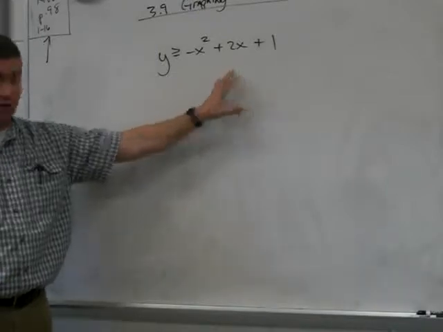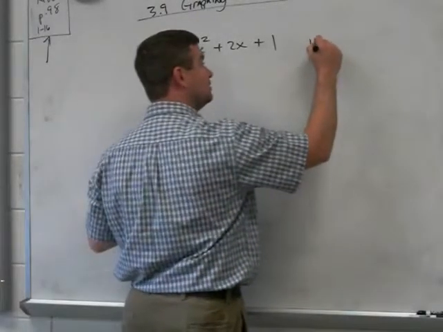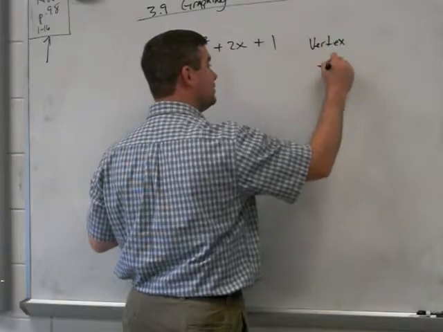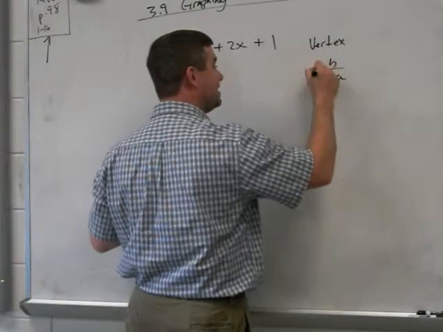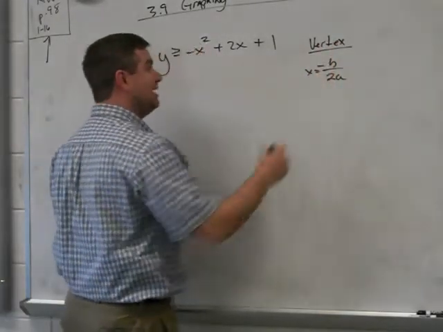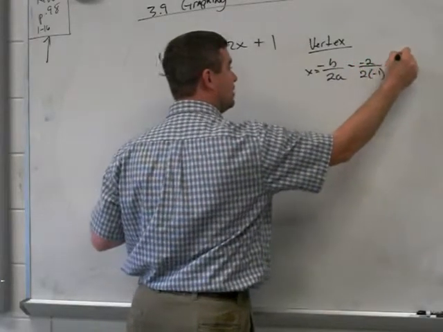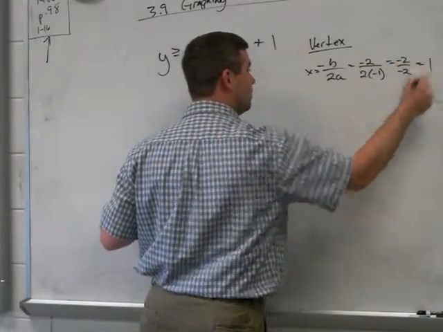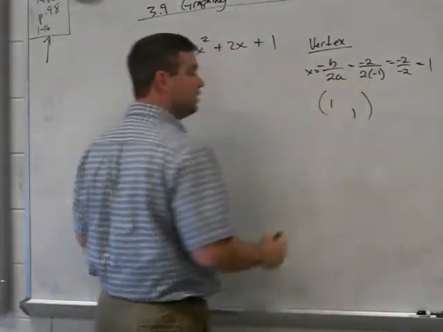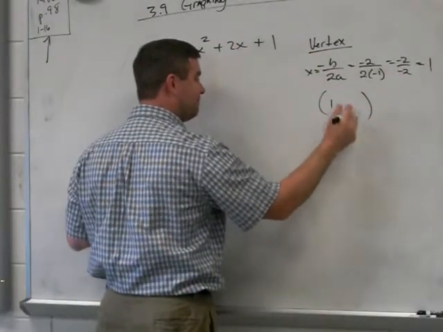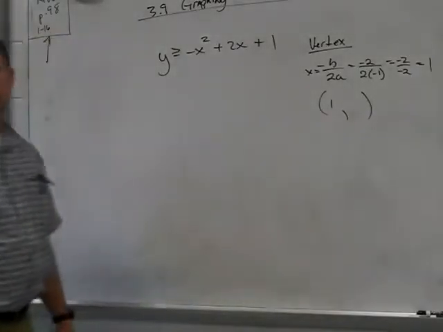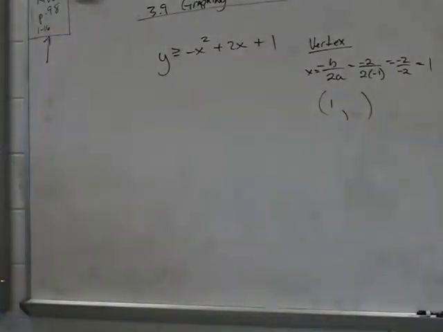Find the vertex. And how are we going to find the vertex? Very good. Negative b over 2a gives us the x value of our vertex, right? In this case, that would be negative 2 over 2 times negative 1, or negative 2 over negative 2, or positive 1. So we've got half of our vertex already, which is positive 1 by doing negative b over 2a. Okay? Now, how do we find the y value?